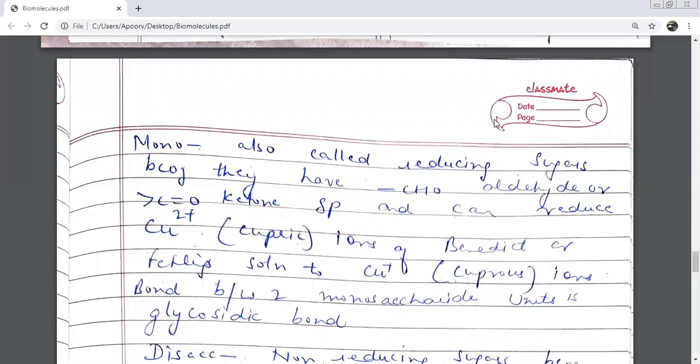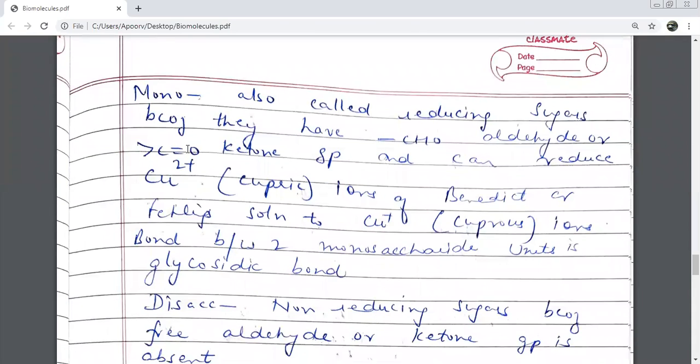Either they'll have an aldehyde group. You know CHO is which group? Aldehyde group. So these monosaccharides will either have an aldehyde or a ketone group, and they can reduce the Cu2+ ions. What do you call Cu2+ ions? Cupric ions. They can reduce Cu2+ ions of Benedict or Fehling solution. Basically, they can reduce Cu2+ to Cu+.